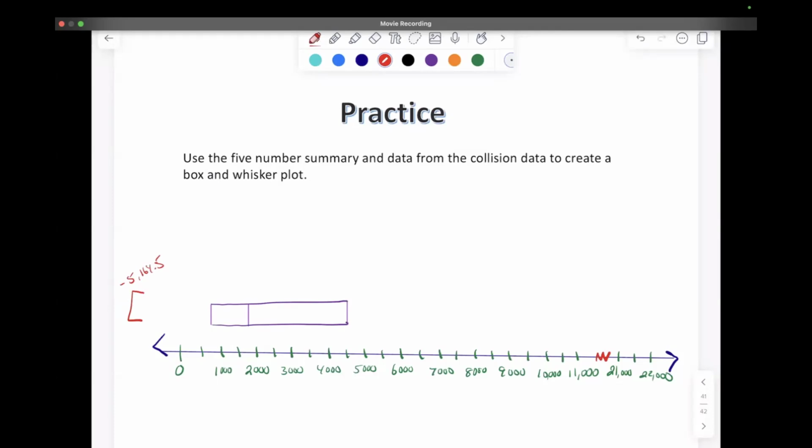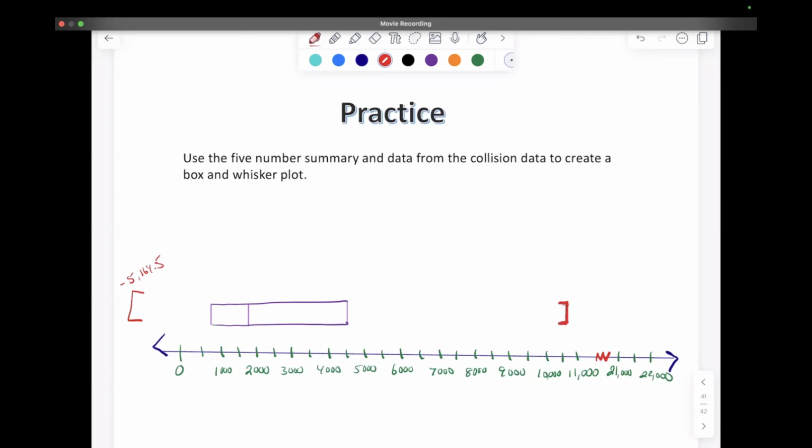My upper fence, though, is important. My upper fence is at 10,567.5. So my upper fence is up here somewhere. What the heck is going on here? My upper fence is up here somewhere.